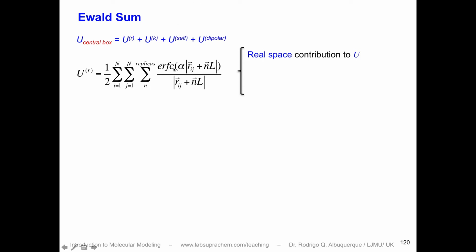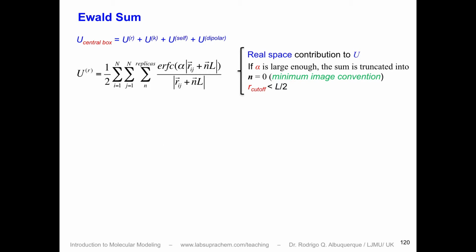Now, the complementary error function of a large number tends to 0, so it can become very small, which means if you choose this alpha as a large enough number, this sum will be truncated into just the first value of n, which is 0. n equals 0 means I have just the central box, and there's the minimum image convention. In this case, I use a cutoff which is smaller than half of the length of the box for a cubic box. And then just remember this part of the electrostatic interaction, which is done in the real space. This is now a short-ranged interaction. It's not a long-range interaction anymore, because I was using the Gaussian distributions as I explained in the previous slide.